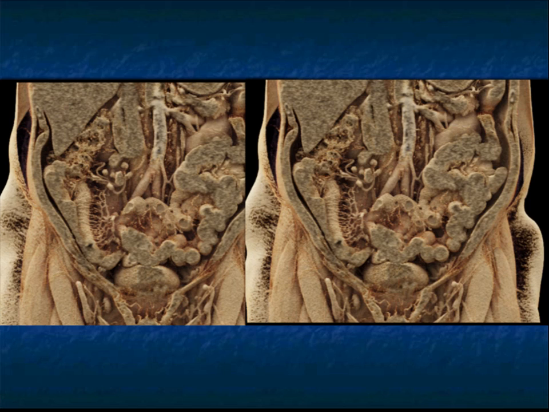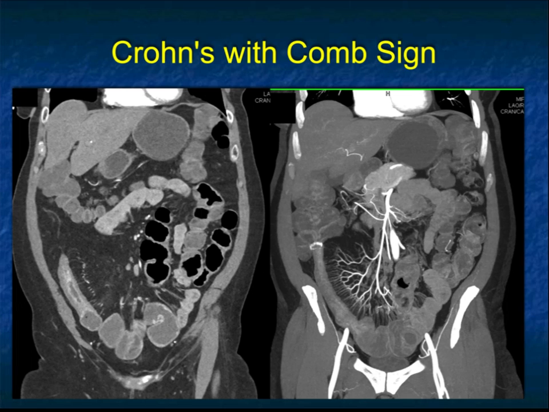Here it is with cinematic rendering, very nicely defining the vasa recta, the long loop of bowel that's thickened, very nicely defined there. Another patient, prominent comb sign, thickening of the terminal ileum, submucosal enhancement, prior surgery near the ileocecal valve, and prominent vasa recta.